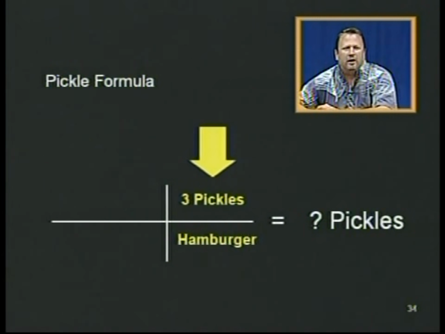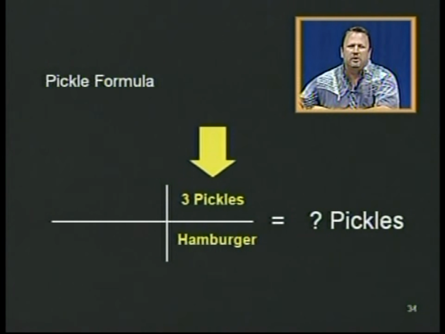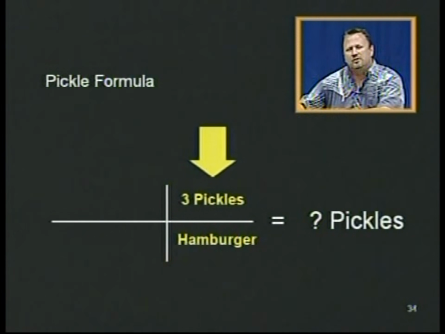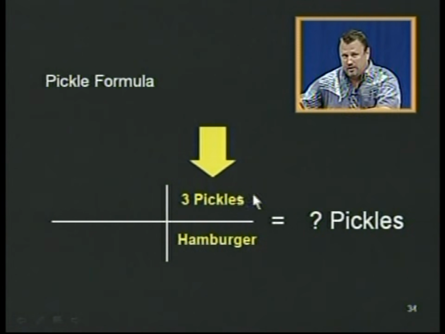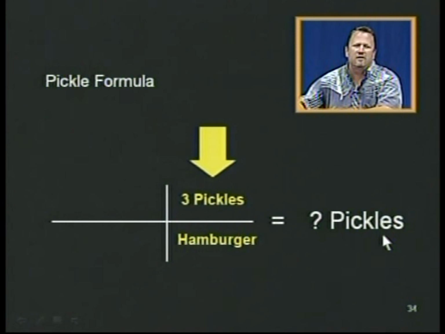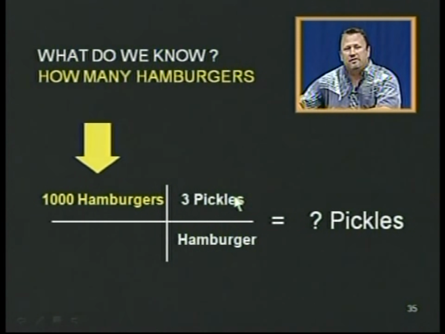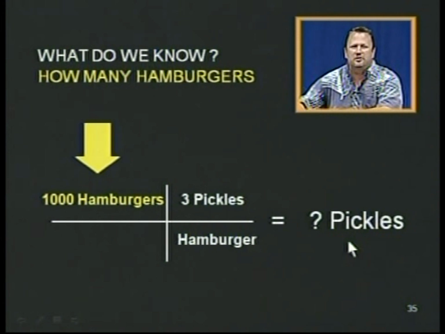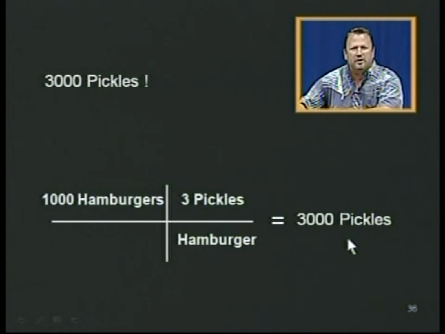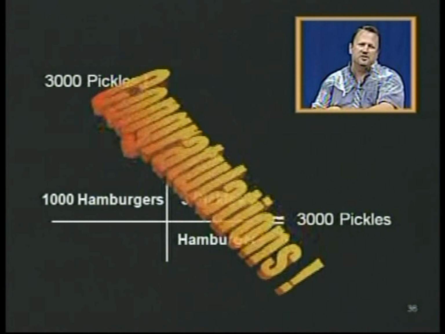So we picked this pickle formula right here, 3 pickles over a hamburger. That's the pickle formula that I've picked, and I'll show you why in just a little bit. The answer has pickles in the numerator, and so does 3 pickles over 1 hamburger. We can multiply what we know. We know we need 1,000 hamburgers, and we multiply that by 3 pickles over 1 hamburger. We should come up with the correct answer, 3,000 pickles. Congratulations, that was very difficult.